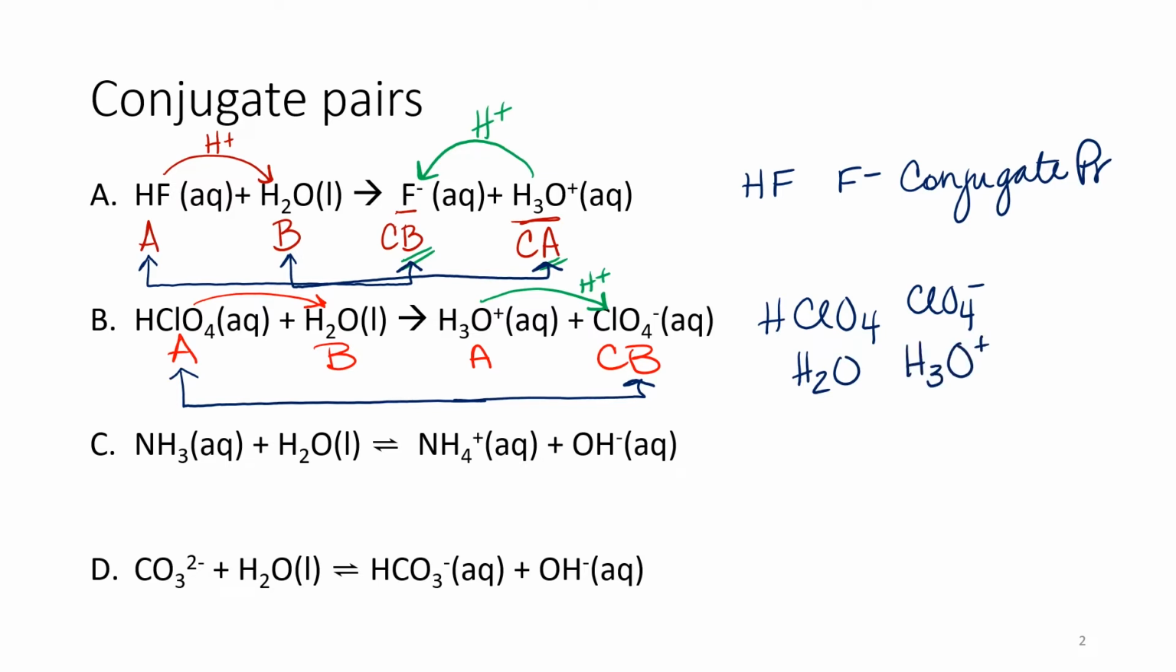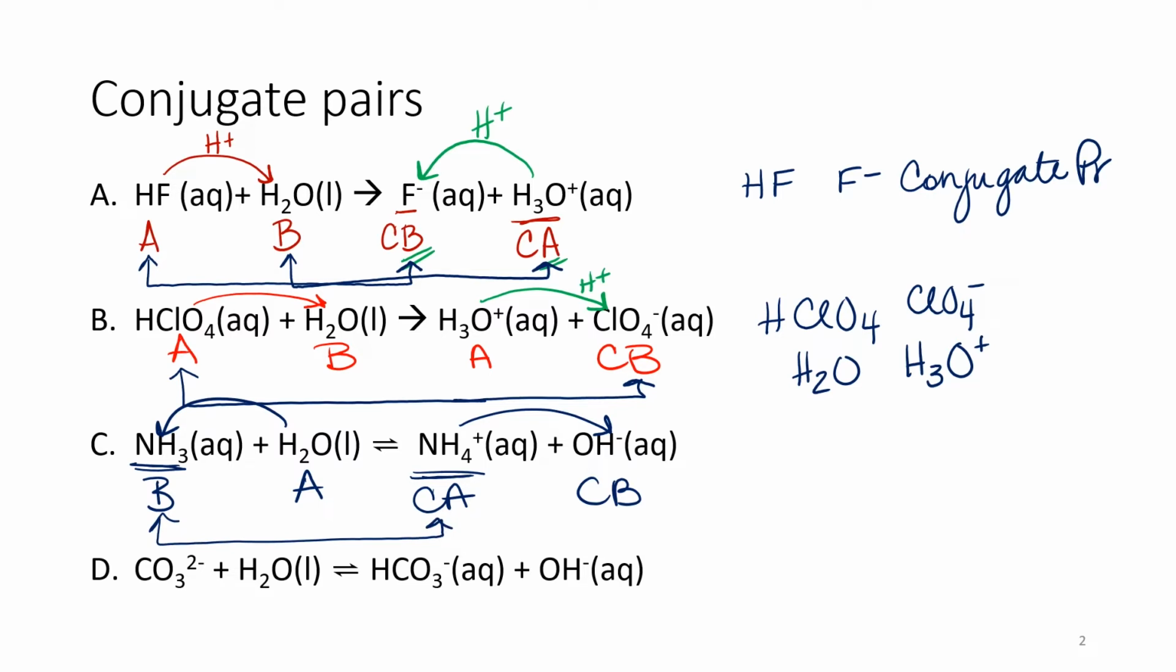For C, how did NH3 become NH4? Well, it gained a proton. That makes this the base and this the acid. How would NH4 become the base? It would donate a proton. So this is the conjugate acid, conjugate base. So you have your pairs. NH3 and NH4 plus are a conjugate pair.